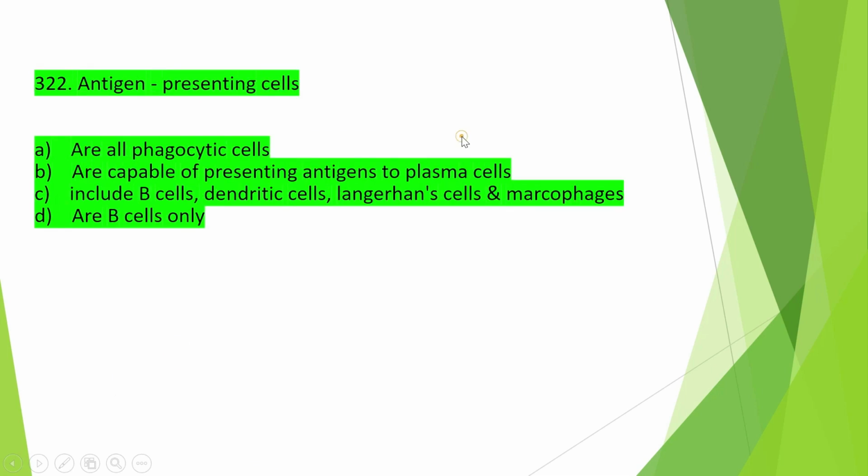So move on to the next question, that is, antigen presenting cells are all phagocytic cells, are capable of presenting antigens to plasma cells, or include B cells, dendritic cells, Langerhans cells, and macrophages, or are B cells only. So antigen presenting cells include B cells, dendritic cells, Langerhans cells, and macrophages.